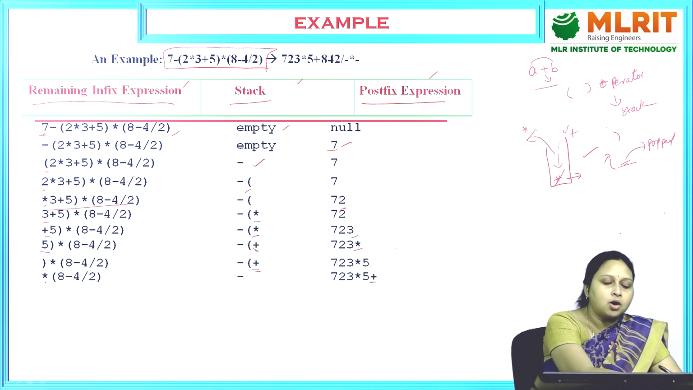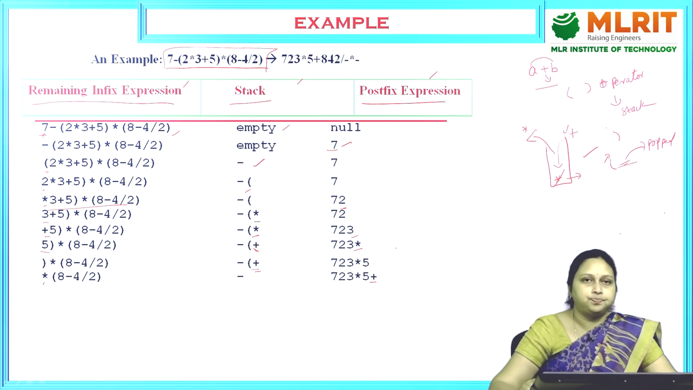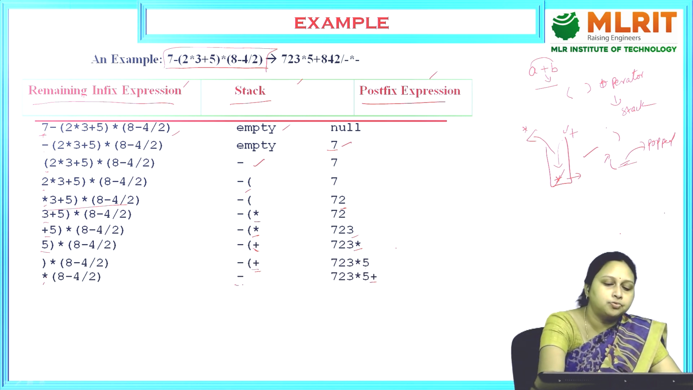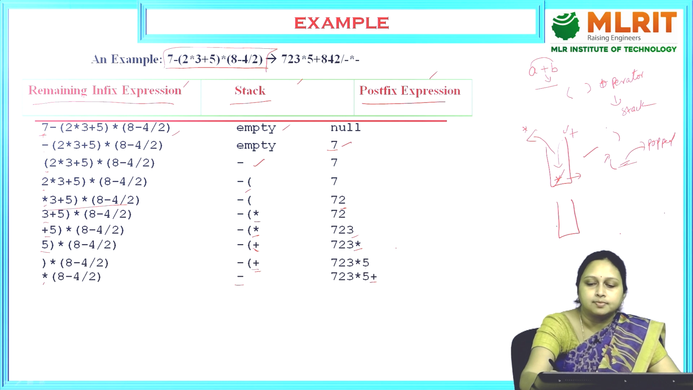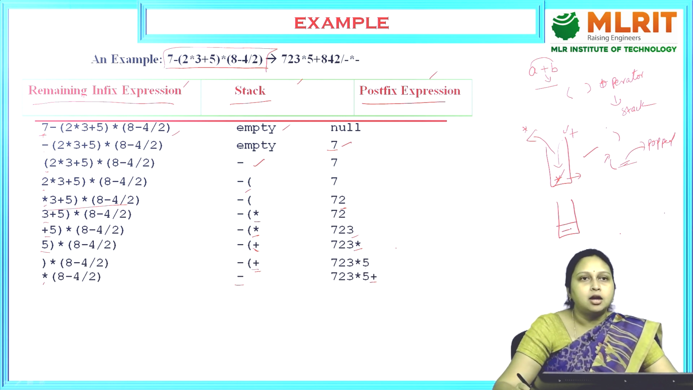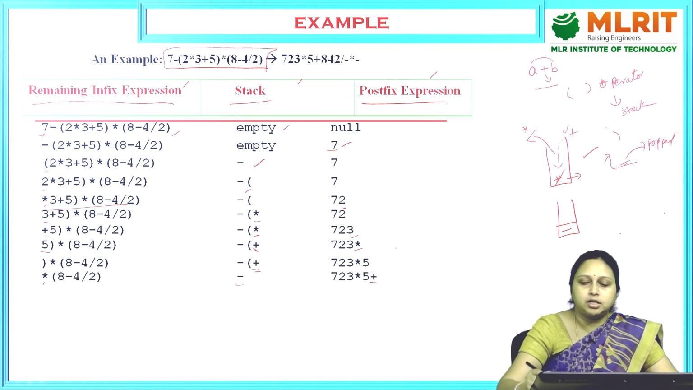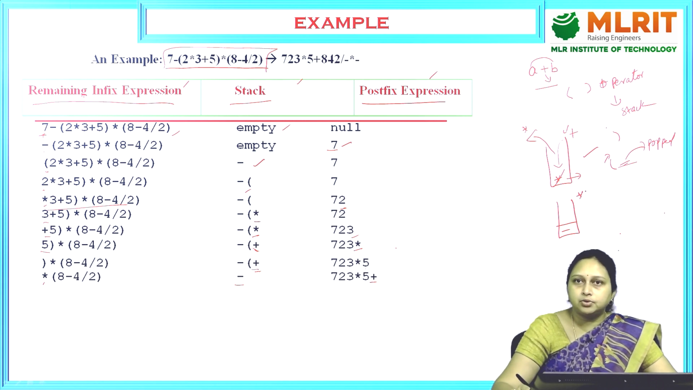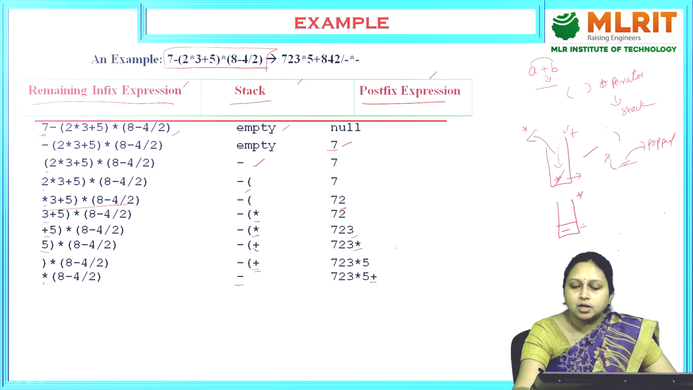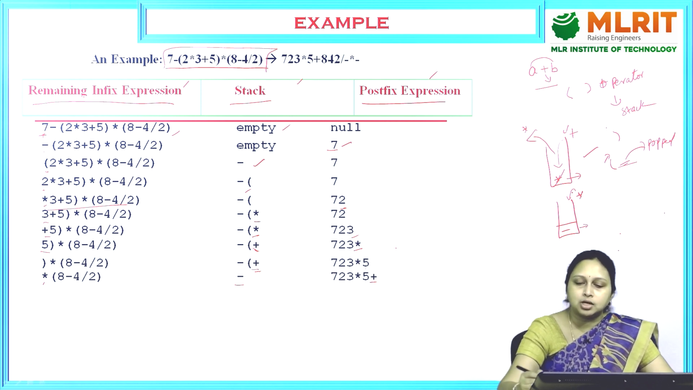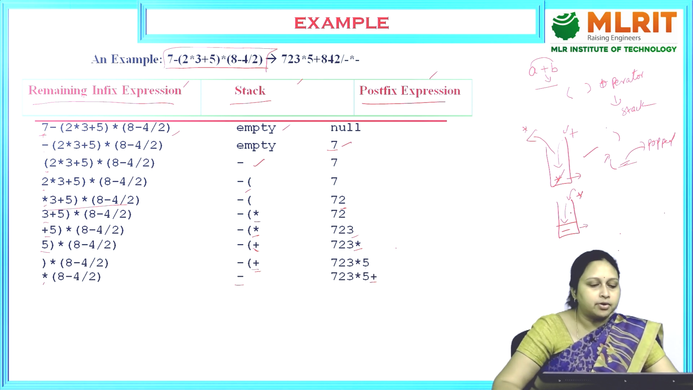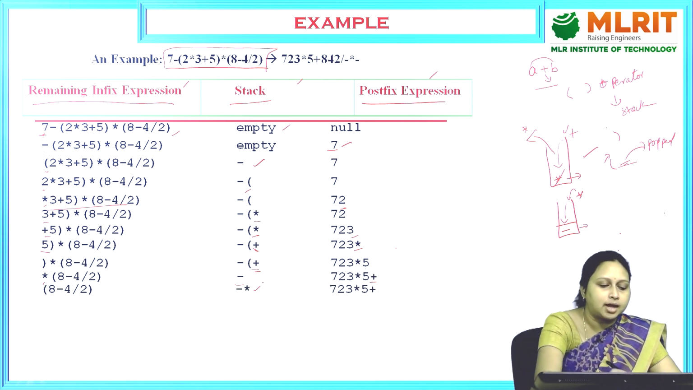Next, the encountered symbol is star. Now what condition do we need to apply? On the top of the stack you have minus, and now you have encountered the star. What do we need to do? On top of the stack you have a lower priority operator, and the incoming symbol is a higher priority operator. In this case you are going to push it onto the stack, right? That means we are going to push star onto the stack.